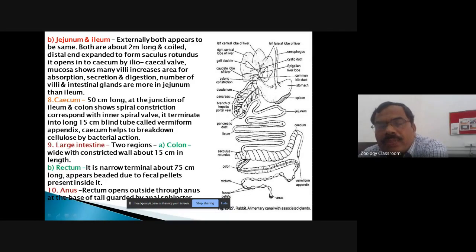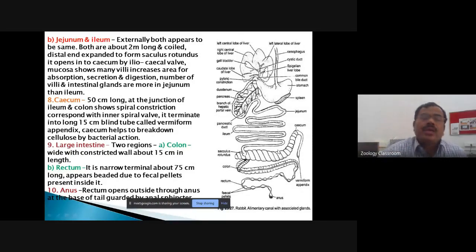This entire cecum helps to break down cellulose. This spring-like structure with the inner spiral wall is useful for the breakdown of cellulose. The rabbit is a herbivorous animal, so cellulose is broken down in the cecum by bacterial action.